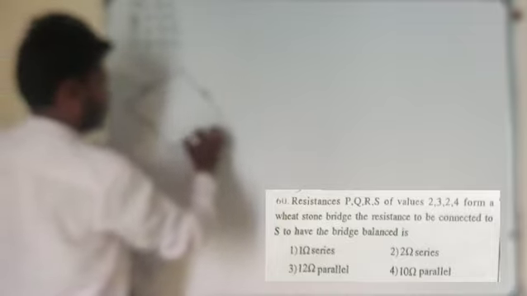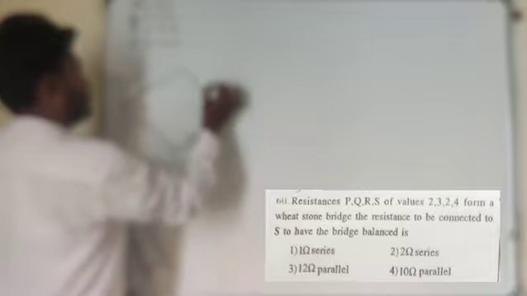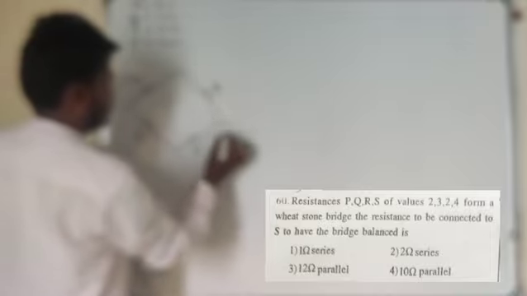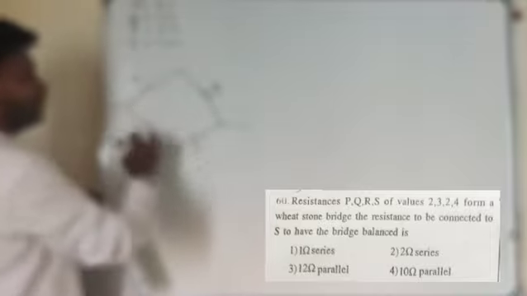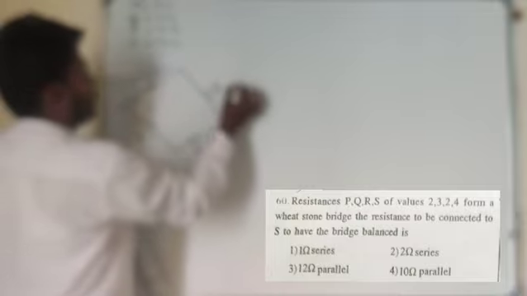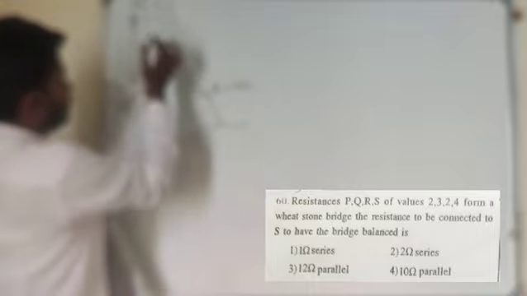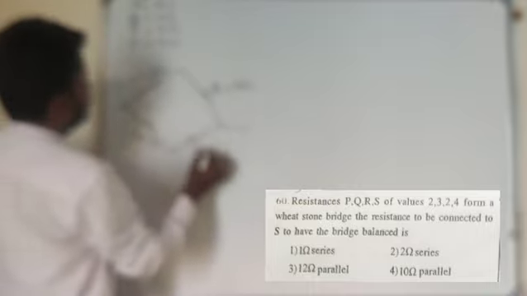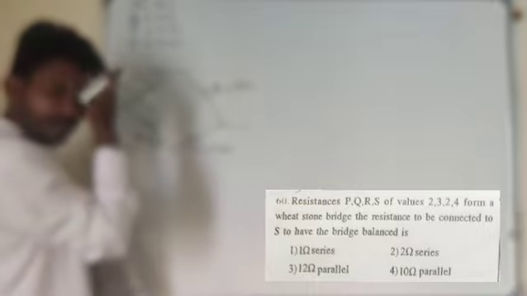Okay. I will name them P, Q, R and S. In this fashion I can name P, Q, R and S. P value is 2 ohm, whereas Q value is 3 ohm. R value is 2 ohm, whereas S value is 4 ohm, they mentioned.